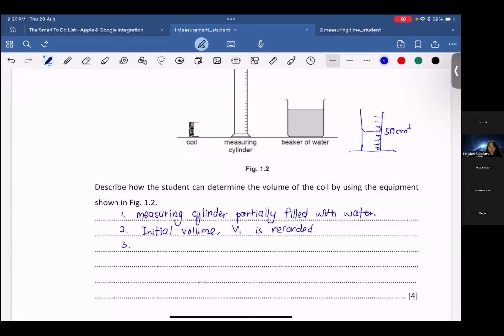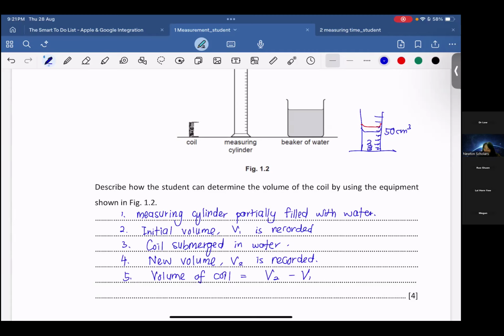Number 3, you put the coil in, okay? Coil, we put it in. So submerge in water. After we put it in, number 4, new reading. Of course, it will rise a bit. Goes to a new reading. So number 4, new volume, V2, is recorded. Number 5, the volume of the coil is equal to V2 minus V1.